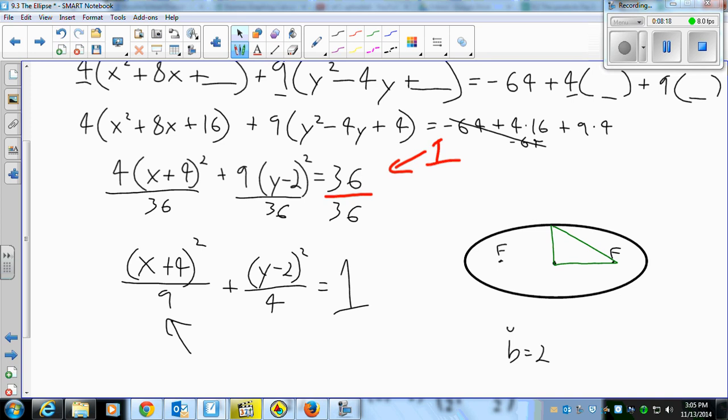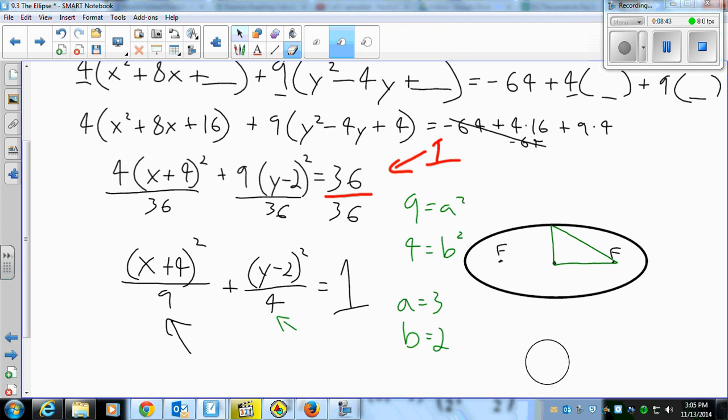So, this being my major axis, I know that 9 is equal to A squared, and then from here, I know that my 4 is equal to B squared. So my A is equal to 3, taking the square root of both sides, and B is equal to 2. So now that I have those values, I can recognize that this is 3, and my B is 2 to my minor axis.